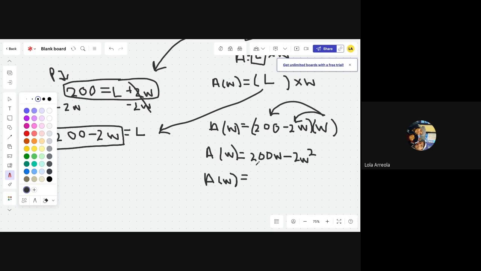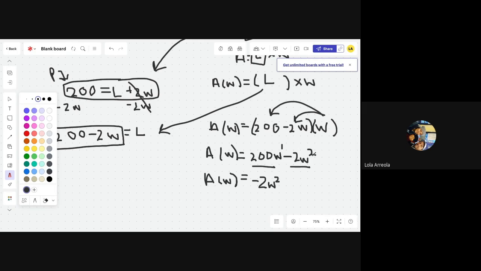This equation has two terms, 1, 2. Now, to determine which one is the leading term, it is the term with the highest exponent. So 200W, this W technically has an exponent of 1. We just don't write it because W to the 1 is just W. This term has the exponent 2. So the one with the highest exponent, which is this guy, should go first because it is technically my leading term. So I'm just going to rewrite the problem by switching those two values.